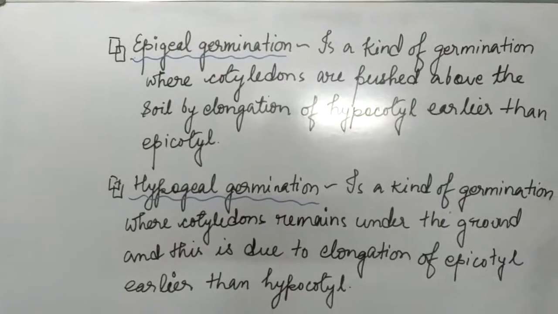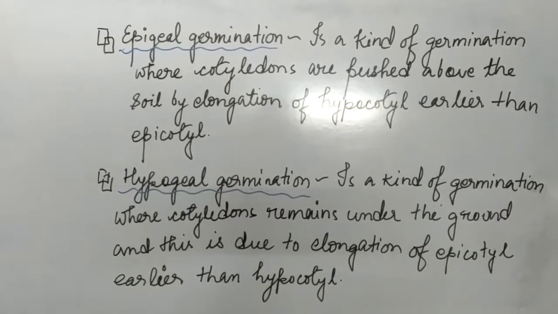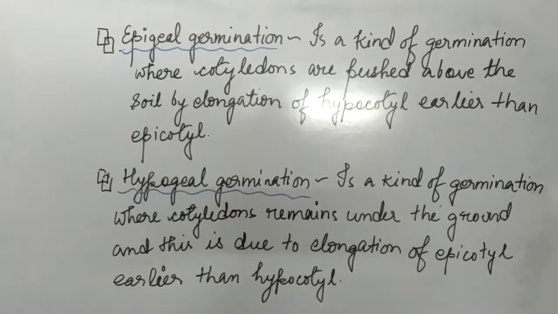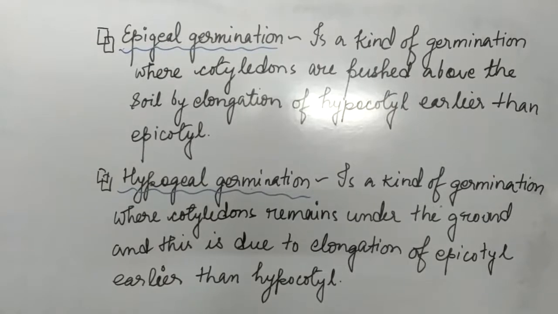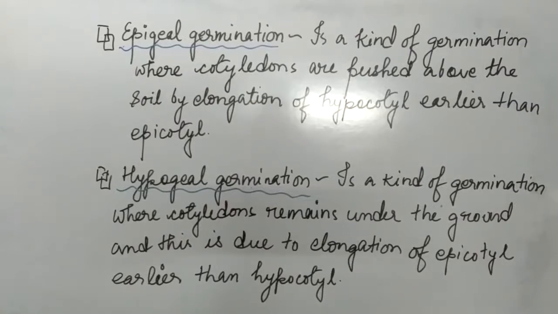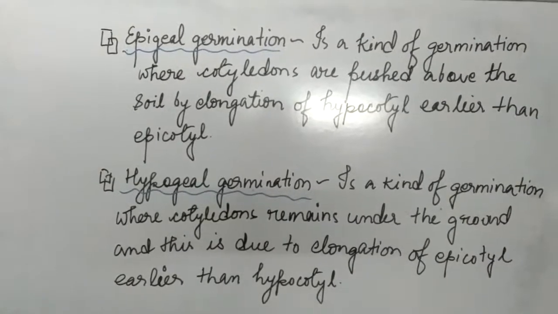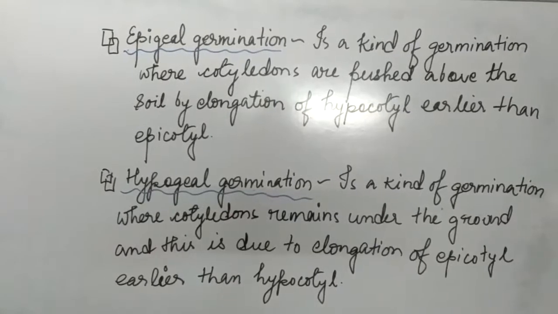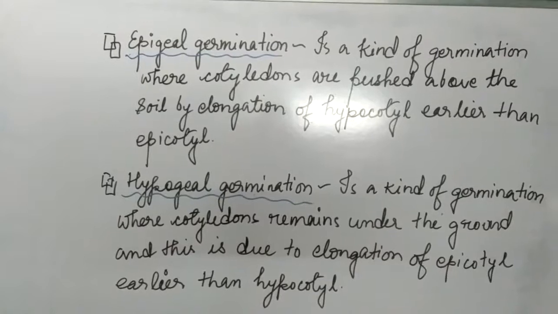Now hypogeal germination, what is it? It is a kind of germination where cotyledons remain underground, and this is due to elongation of epicotyl earlier than hypocotyl. What does it mean? That means since the epicotyl, the part above the cotyledon, is growing earlier, that is why the cotyledon remains underground.